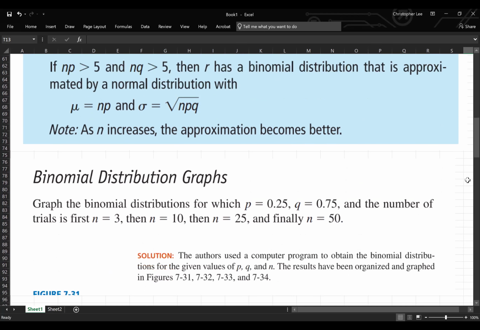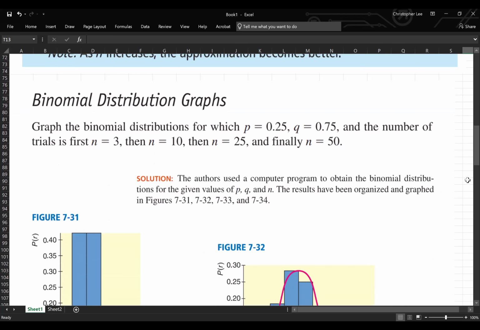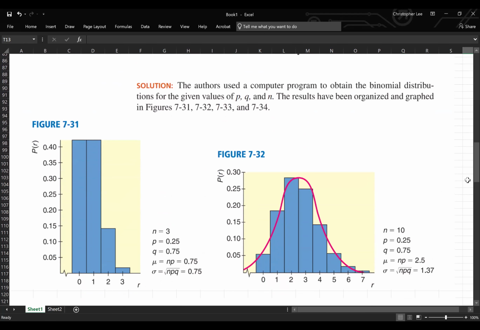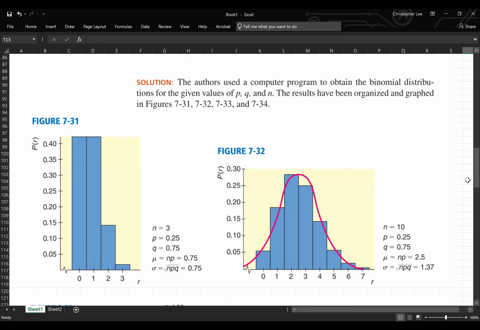I could draw them out, but I don't feel like drawing them out because my handwriting is not too cute, and this computer does an amazing job, right? So let's look at this first figure, right? This is for n equals 3, right? So our number of successes are what? 0, 1, 2, 3, right? And this is how our distribution looks. Now, it doesn't quite look like a normal distribution, like a bell curve, right? Because the n is so small.